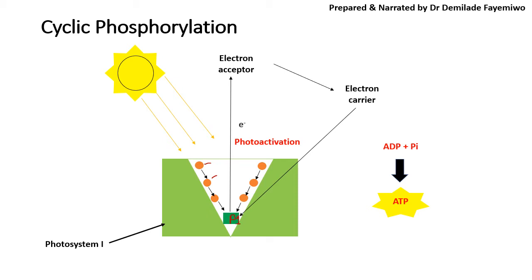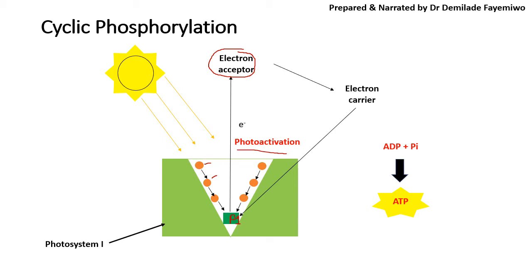So once the light hits, primary pigment 1 will release an electron. That electron is excited and passed on to an electron acceptor here at the top. That is called photoactivation. The electron acceptor will then pass the electron to an electron carrier, which will then take it through an electron transport chain.